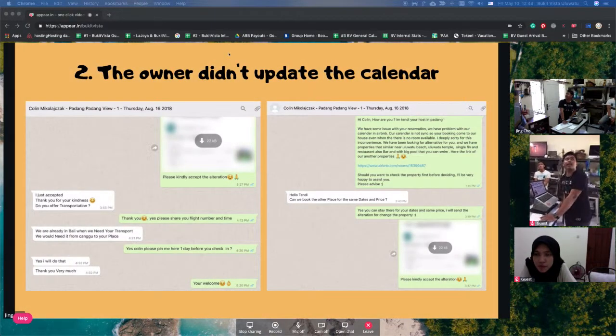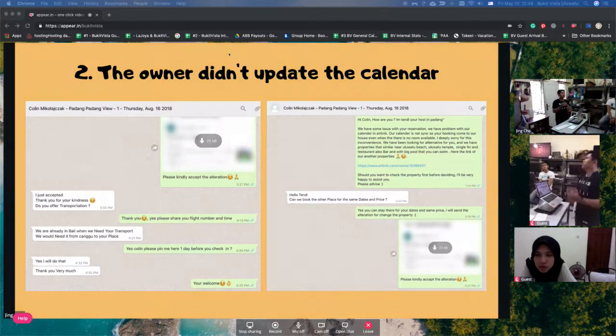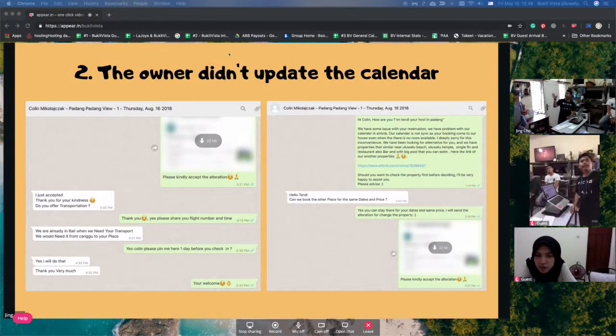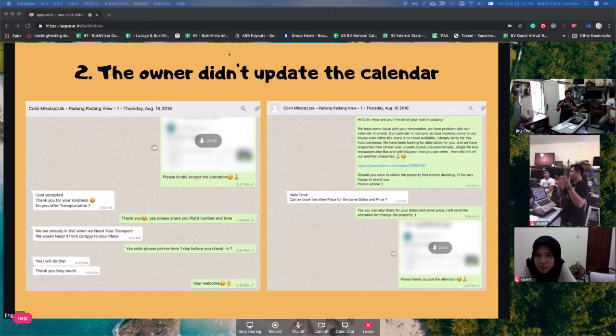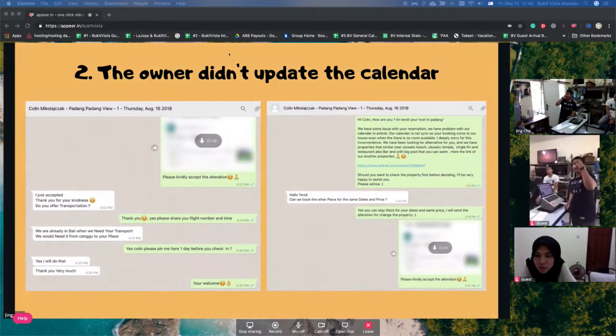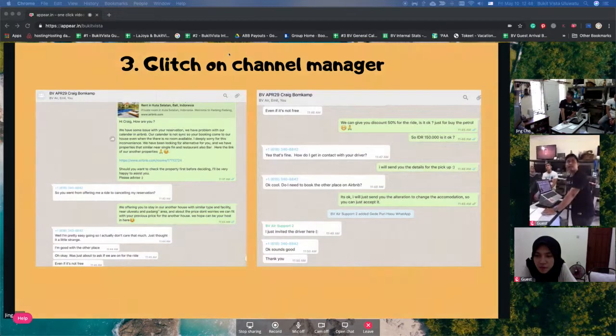The owner didn't update the calendar. This guest in the Padang view, the owner had a long-stay guest in the room, but they could not open the calendar. Also they didn't tell us. So this already happened. I updated the calendar and asked the owner how to update the calendar, and then I contacted the guest and gave some solutions for the guest as well.